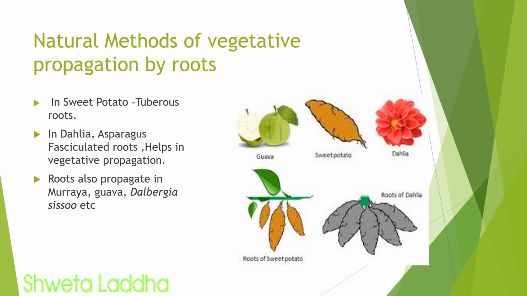You might have heard about kadi patta. Kadi patta is nothing but murraya, or guava, that is peru, or shisham, that is Dalbergia sissoo. In all these three also, vegetative propagation occurs with the help of roots. The best example of murraya is the Jim Corbett forest, which is full of kadipatta trees, and there the trees have propagated or grown in number just because of vegetative propagation due to roots.